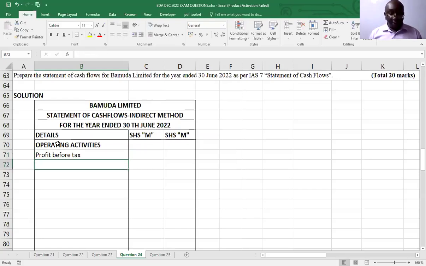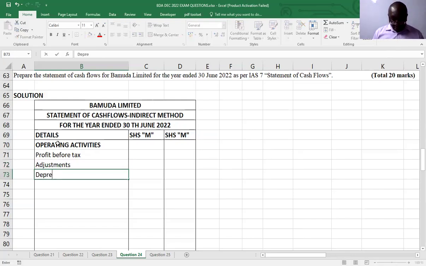Profit before tax. Then we bring the adjustments. And the adjustments that come, the first one is always depreciation. Not a rule that it has to be the first one. And depreciation is quickly followed by amortization.